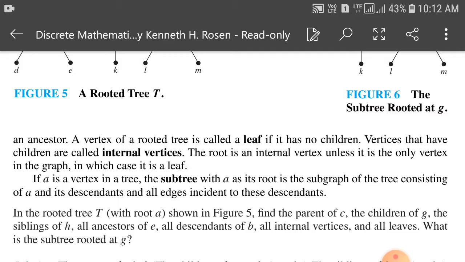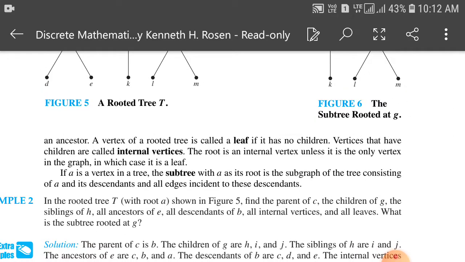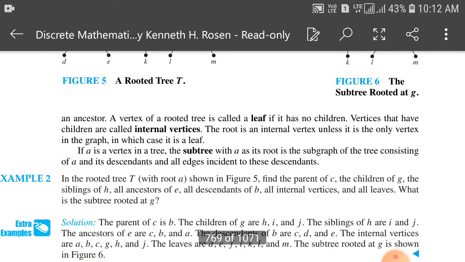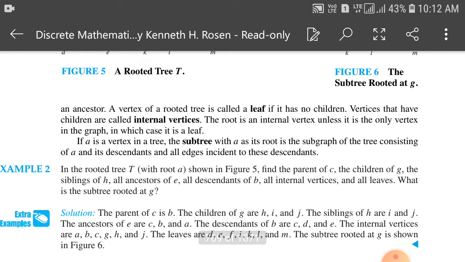Vertices that have children are called internal vertices, so only those that are not leaves, including the root. The root is an internal vertex unless it is the only vertex in the graph, in which case it is a leaf. If A is a vertex in a tree, the subtree with A as its root is the subgraph of the tree consisting of A and its descendants and all edges incident to these descendants.